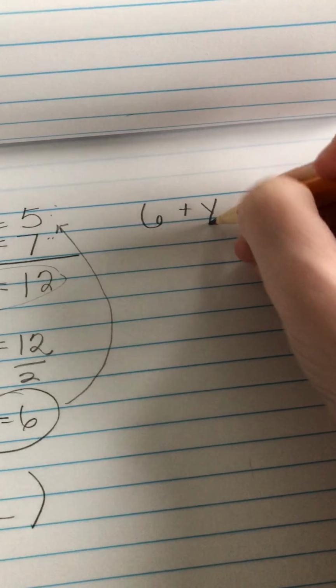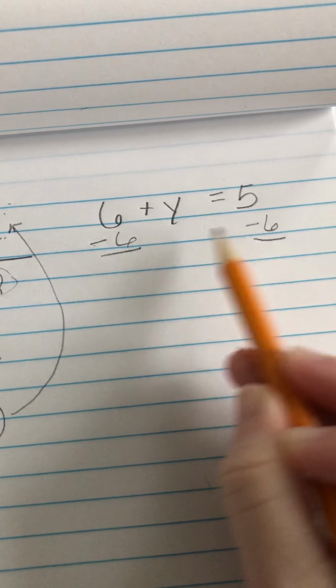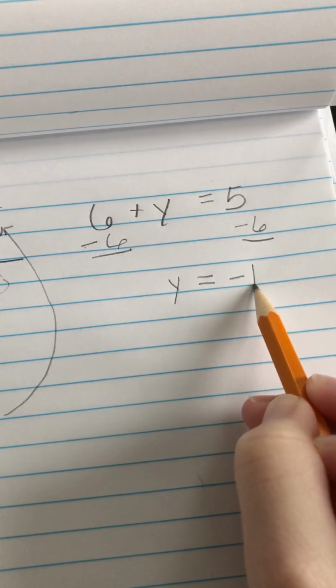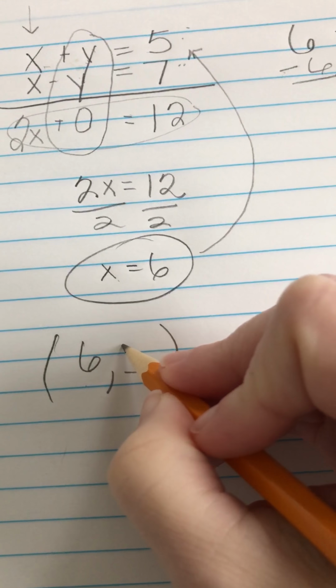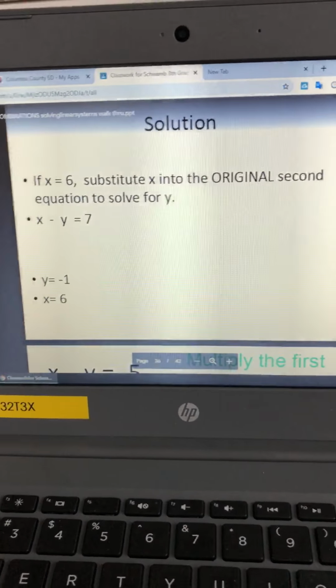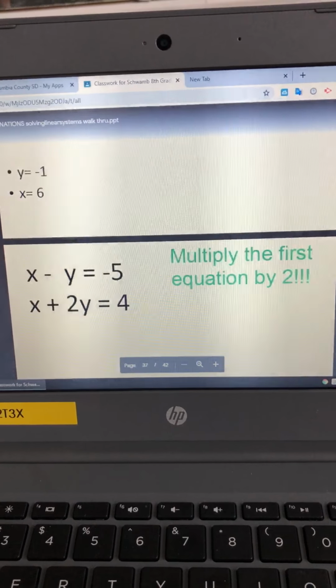So if 6 plus y equals 5, I just solve this again. It's just a simple one-step equation in this case. And I get y equals 5 minus 6, which is negative 1. And then that would be the number that goes in that ordered pair. So the solution to this system is 6, negative 1. And you can see that that's what they got here for this problem.